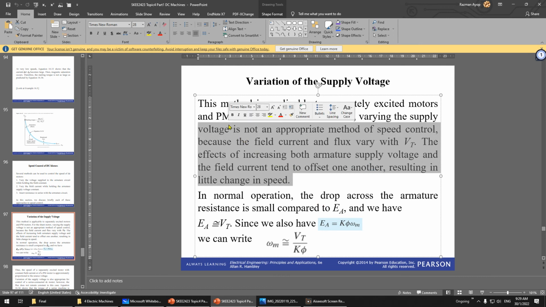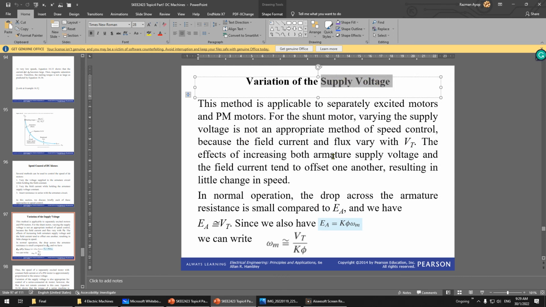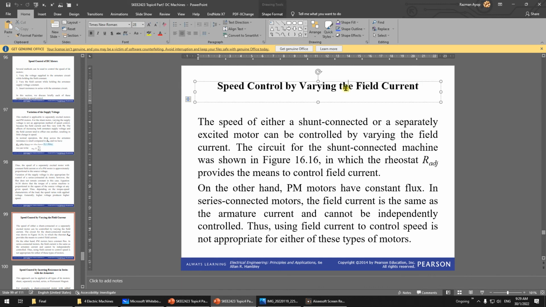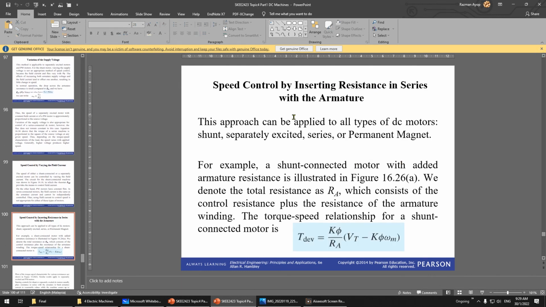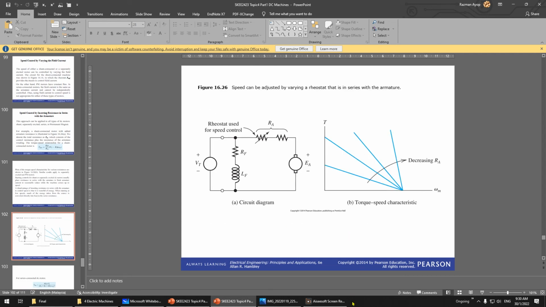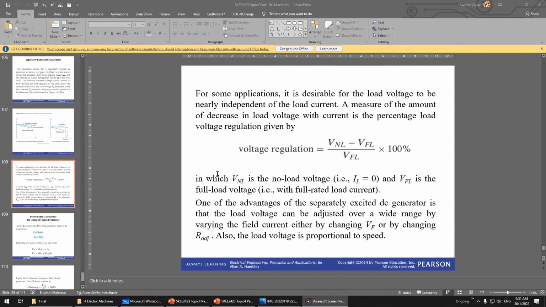For the supply voltage method, which one is suitable, which one is not, and why it's suitable, why it is not. Same as the varying field current. You need to know why it can, why it cannot, and give the reason why. So that one you have to focus on. I think that's it for DC.